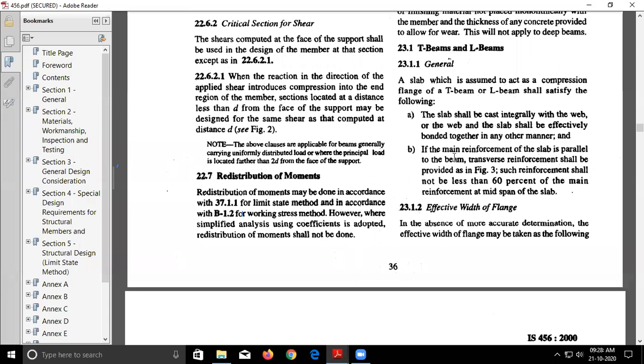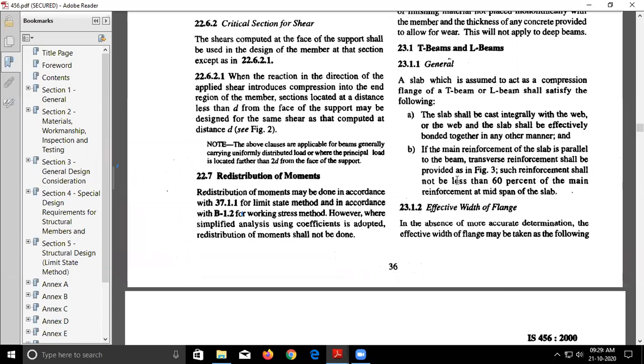Here it is mentioned that a slab which is assumed to act as a compression flange of a T beam or L beam shall satisfy the following conditions. So these are the conditions it should satisfy to be considered a T beam or a flanged beam. The slab shall be cast integrally. We have just discussed that the slab should be cast monolithically with the beam. And the second thing is, if the main reinforcement of the slab is parallel to the beam, transverse reinforcement shall be provided. Such reinforcement shall not be less than 60% of the main reinforcement at the midspan of the slab.